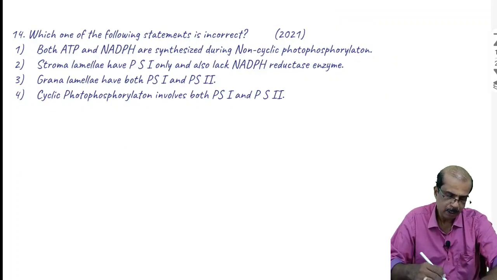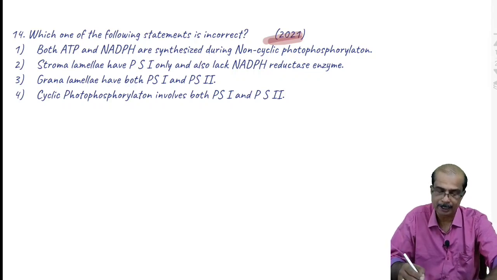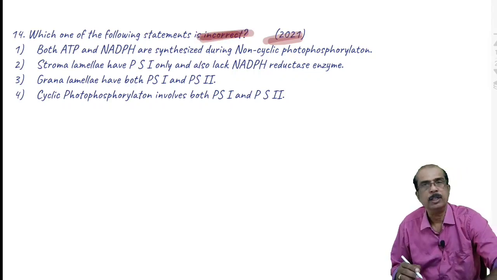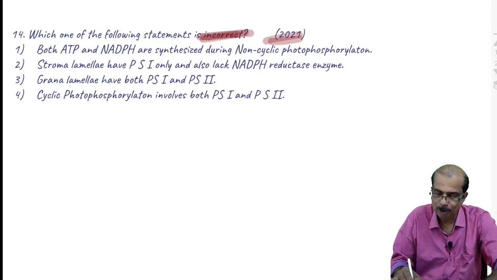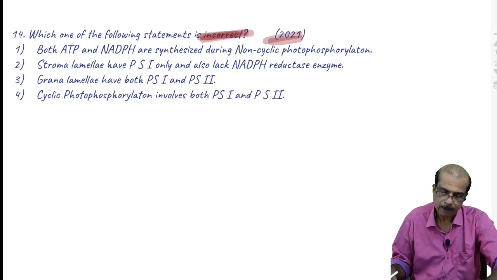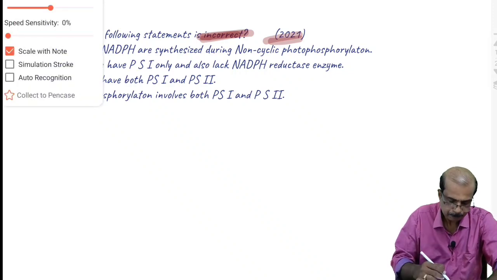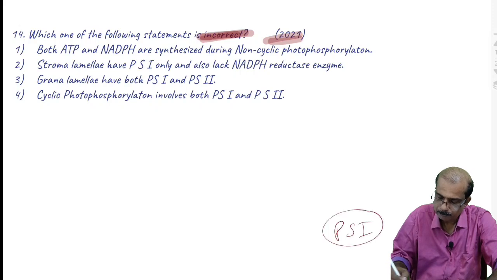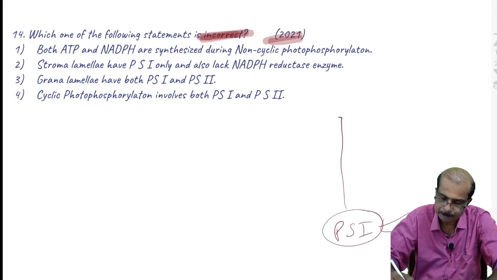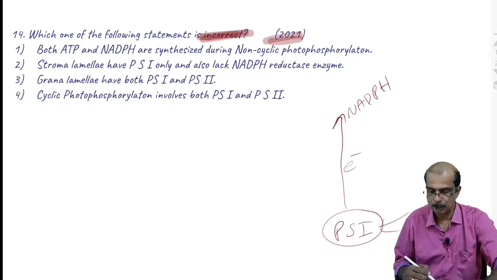What about the 14th question asked during the 2021 NEET examination? Which one of the following statements is incorrect? Note that word in the question, incorrect. Both ATP and NADPH are synthesized during non-cyclic photophosphorylation. We know that PS1, when PS1 absorbs light, excites an electron, there NADPH is formed and the passage of the pathway of electron is blocked.